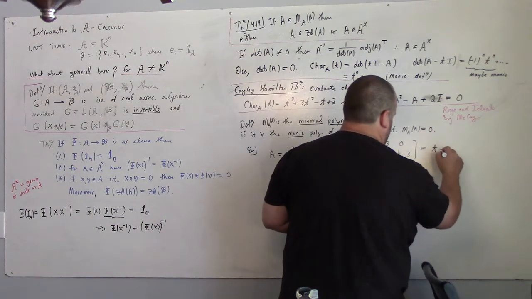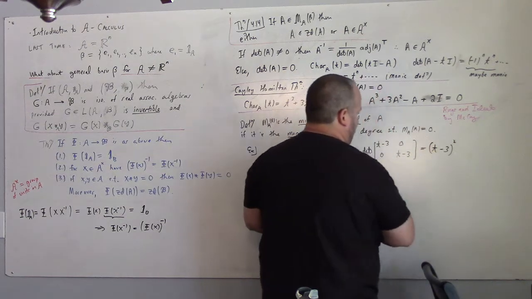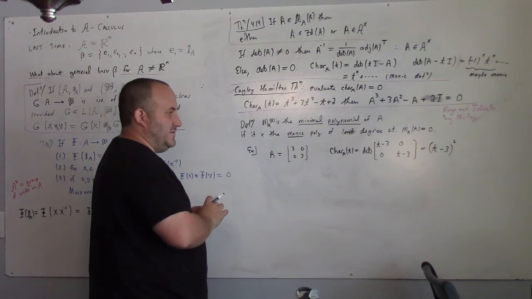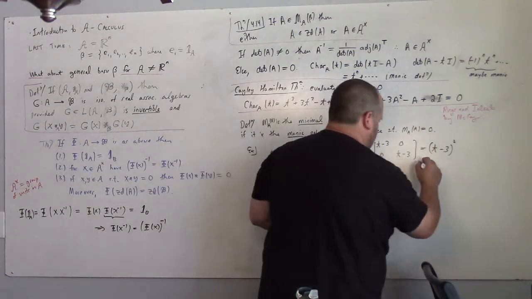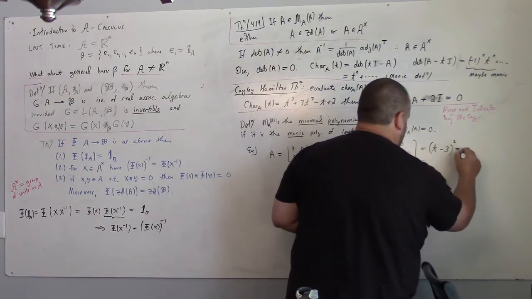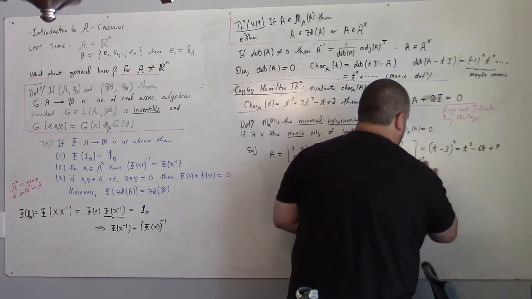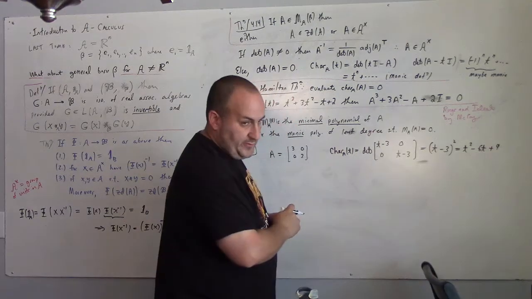So then this would be t minus 3 squared. I did the determinant backwards. So this is t squared minus 6t plus 9, right? There you go, the characteristic polynomial. Like I said, order 2.